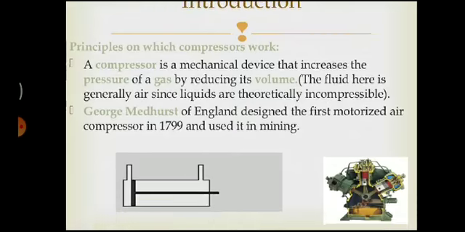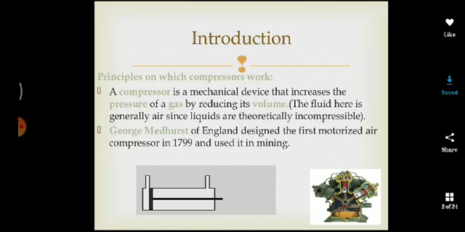Introduction. Principle on which a compressor works. A compressor is a mechanical device that increases the pressure of a gas by reducing its volume. The fluid here is generally air, since liquids are theoretically incompressible. As we know, air or a gas is a compressible fluid, while liquid is generally incompressible. So the compressor is a mechanical device which increases the pressure by reducing its volume.